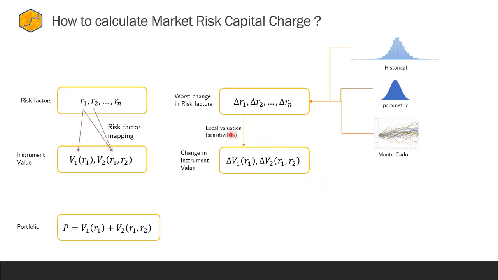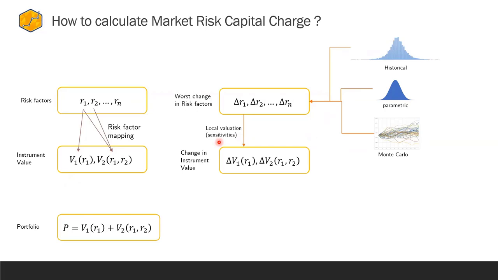There are two methods. One is called local valuation, that is through sensitivities. Now, this is the backbone of today's market risk methodology. Everything is through sensitivities. Our major focus in module one would be to understand sensitivities as easily as possible. So sensitivities is king in market risk. Everybody takes this route. This is the popular route because it is less expensive.